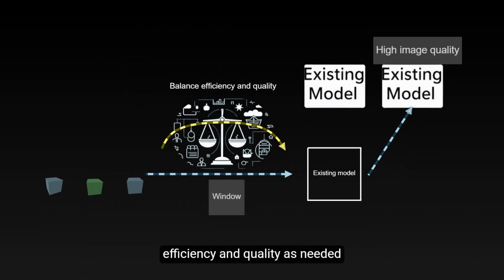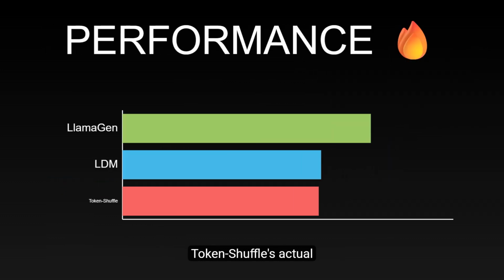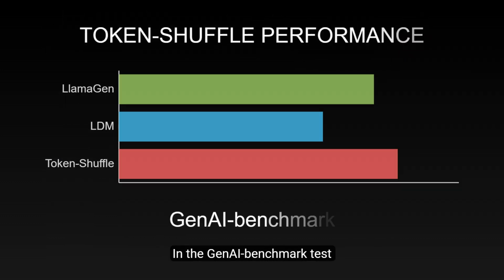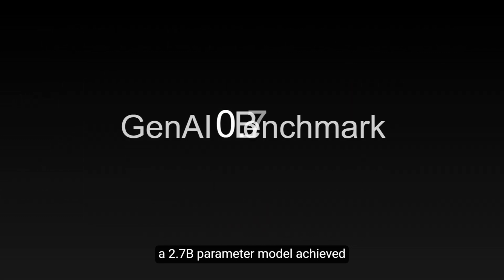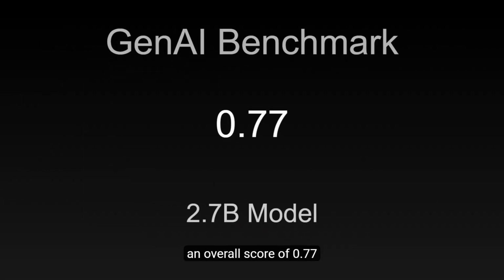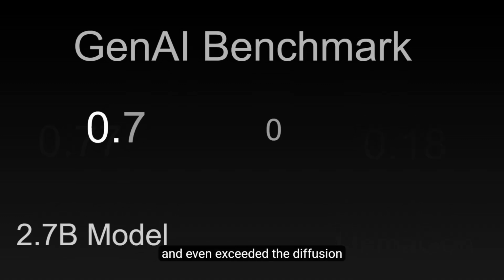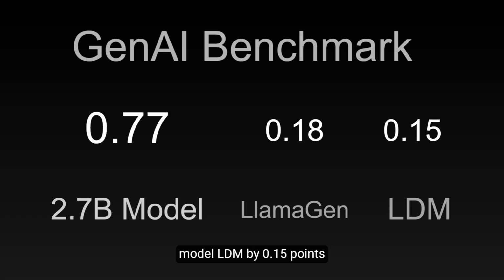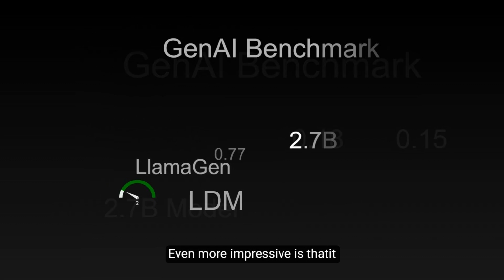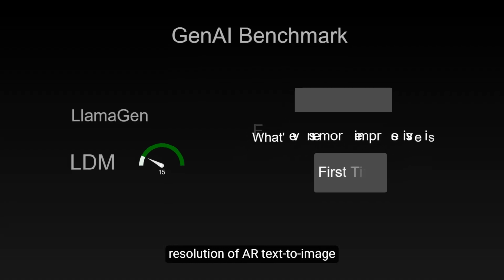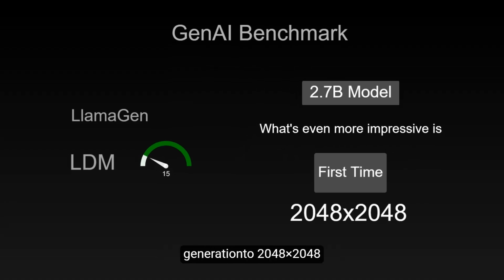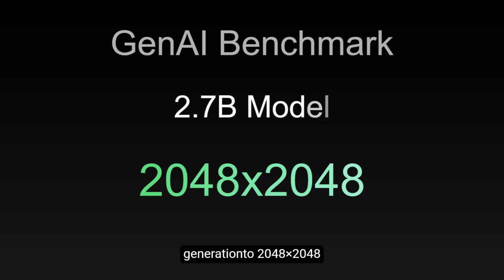Let's take a look at Token Shuffle's actual performance. In the GenAI benchmark test, a 2.7B parameter model achieved an overall score of 0.77. This result surpassed other AR models, like LlamaGen, by 0.18 points, and even exceeded the diffusion model LDM by 0.15 points. Even more impressive is that it was the first to increase the resolution of AR text-to-image generation to 2048×2048. Of course, any technology has its limitations.